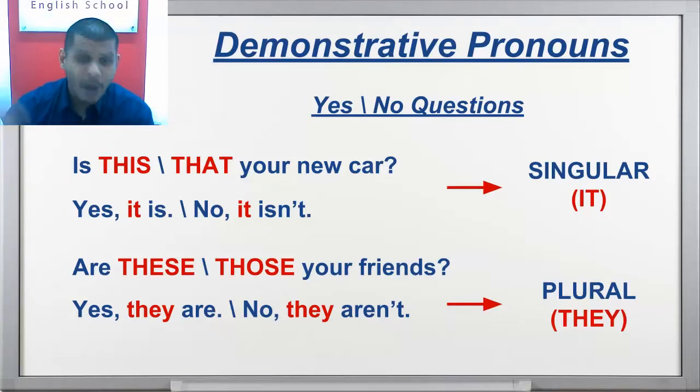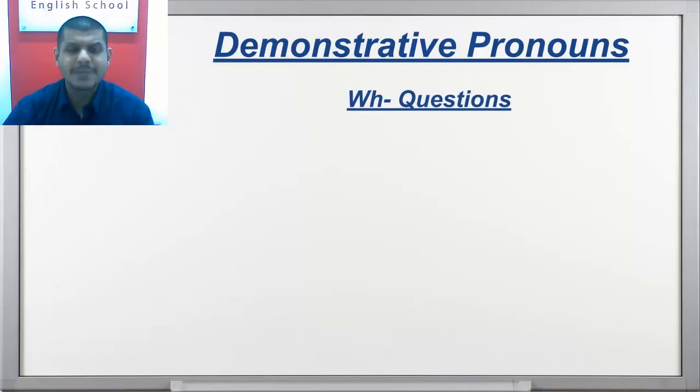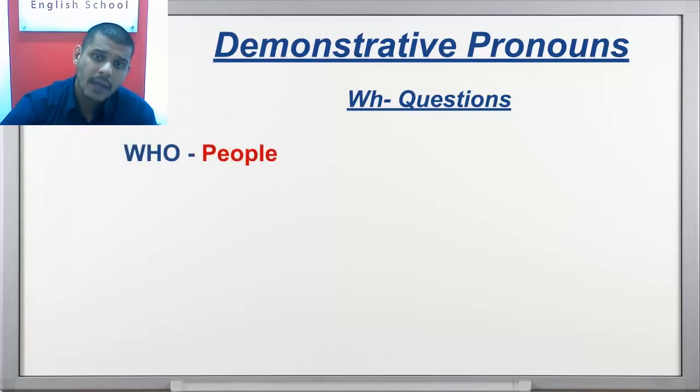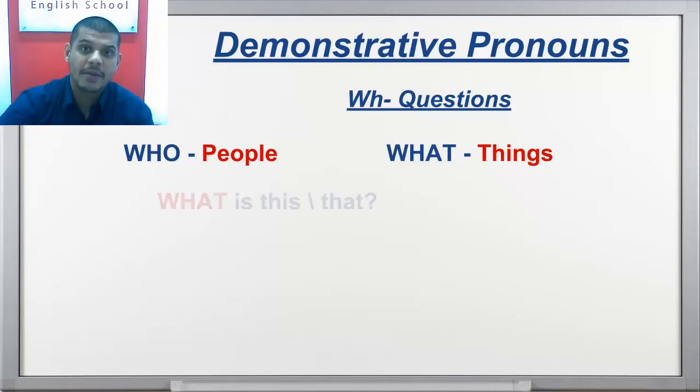Now, just before I finish, I'll talk just a little bit more about questions, okay? Demonstrative pronouns. But now I will talk about WH questions, more specific questions. In general, I use who, okay? And what. Remember that I use who for people and I use what for things, okay? So, let's take a look at the examples, because with the examples, I think you can visualize better, okay?